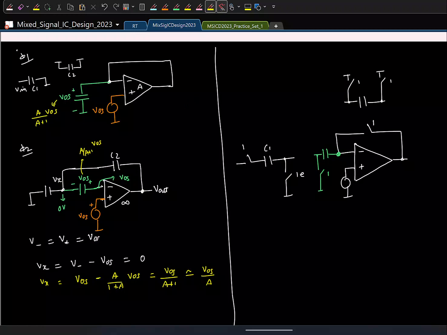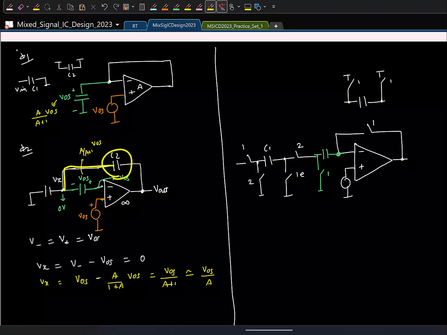In phase 2, let's see each element. So C1, the left plate is connected to ground. So I'll go ahead and put a switch to ground from here. Fine. And what happens? The negative terminal of this offset storage capacitor is connected to the right plate of C1. So what should I do? Basically, I want this plate and this plate to be connected in phi 2. So I'll go ahead and put a switch phi 2. Done.